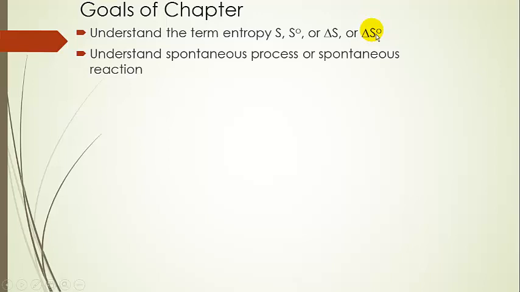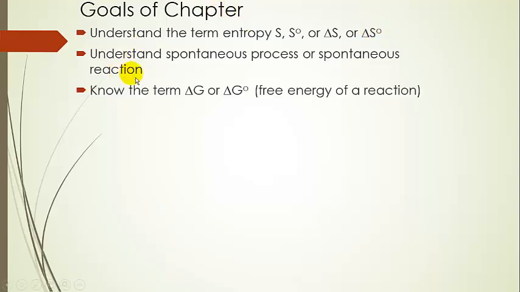Another goal of this chapter is to understand processes that are spontaneous versus non-spontaneous processes, including spontaneous and non-spontaneous reactions. An introduction of another thermodynamic term will be done in this chapter, and that is delta G, which stands for Gibbs free energy. It's the change in free energy, and also you can have it under standard state conditions.